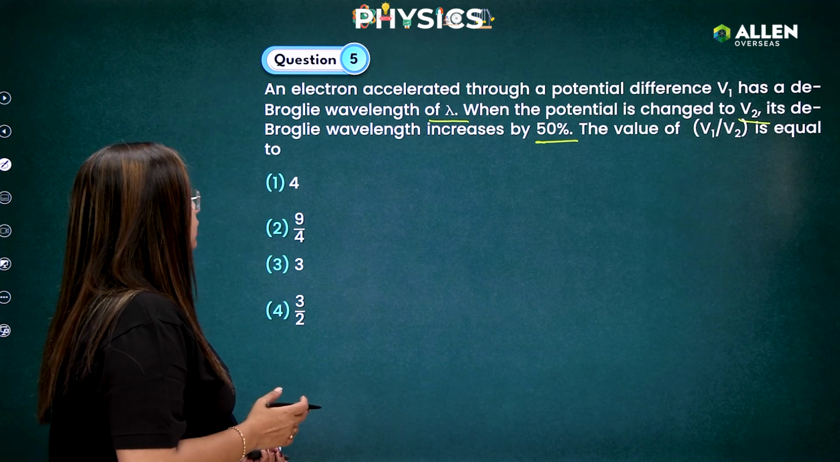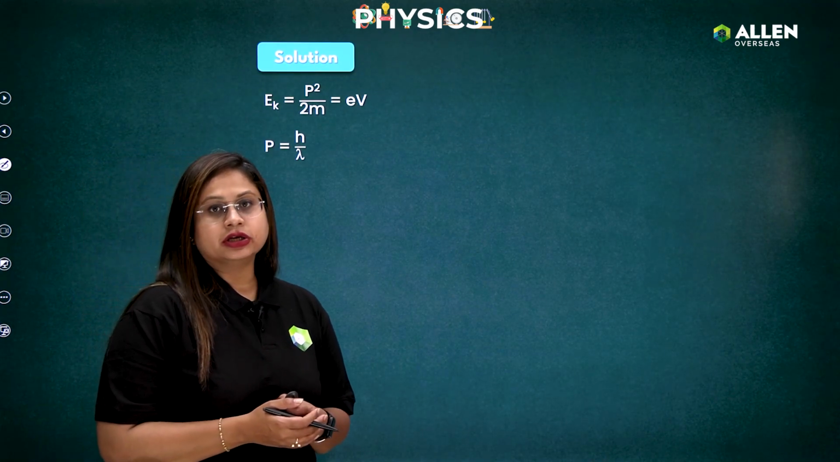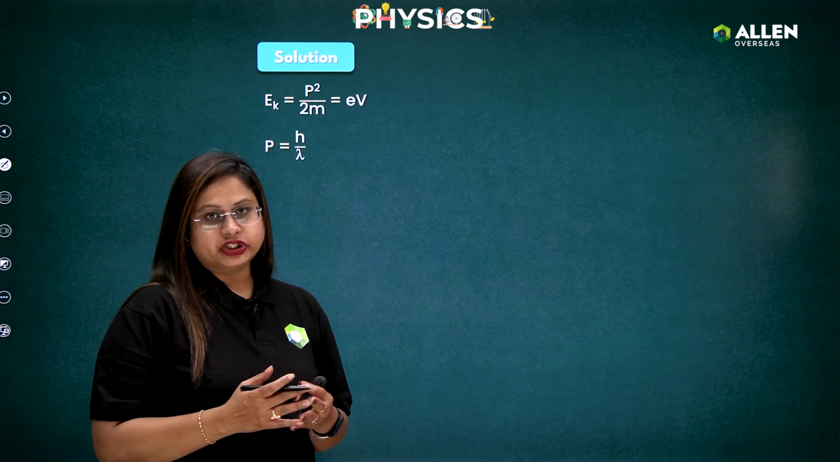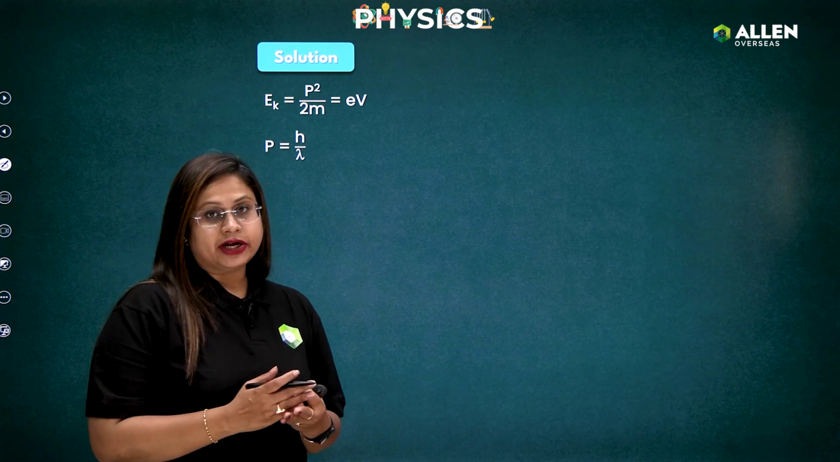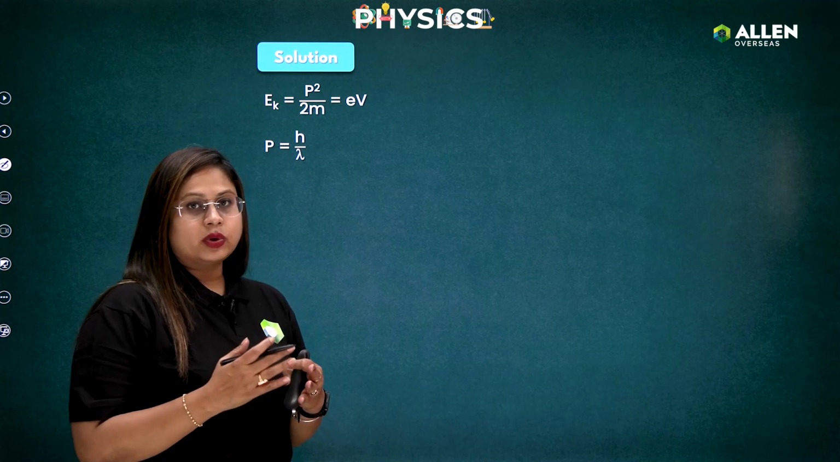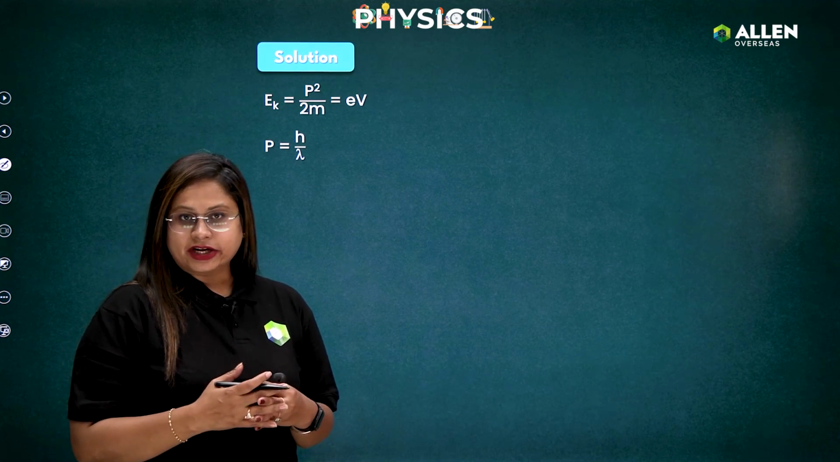So for that, we should know the relationship between the kinetic energy possessed by an electron because of the application of electric potential V, and how it is related to the momentum of those electrons. And what are the formulas that we need to remember to tackle such kind of questions?